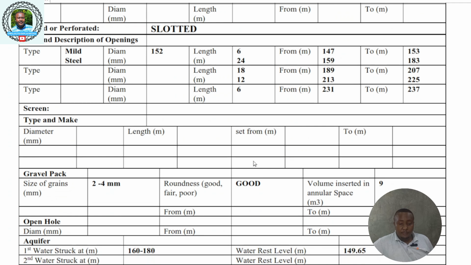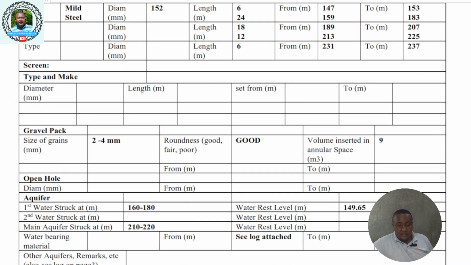Then you go to the gravel pack. There's the size of the grain. The gravel pack I showed you is a filter component that is installed in between the drill diameter and the cased diameter, in between there. So we'll have 2.4 millimeters. That is the thickness of the gravel grains, and should be rounded well. That's why it's indicated. The roundness should be good. Then the volume inserted in the annular space in meter cubed was 9 cubic. That was determined on site from the driller's log.